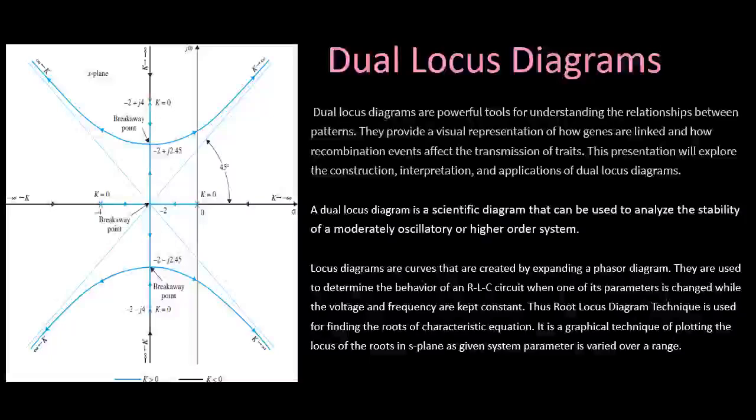The root locus technique is used to find the roots of the characteristic equation, a graphical technique of plotting the locus of the roots in the S-plane. The upper quadrant has been taken as the S-plane. So the graphical technique of plotting the locus diagram in the S-plane is for the characteristic equation of a system when a parameter is varied over a range. If we look at the diagram clearly, we can understand the dual locus diagrams.